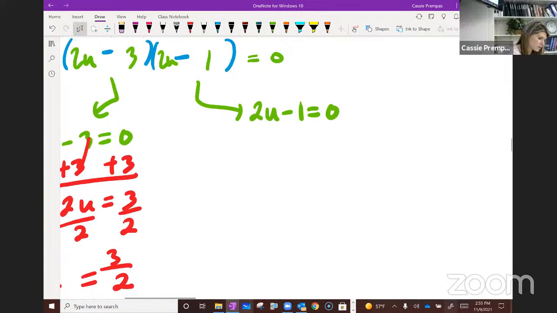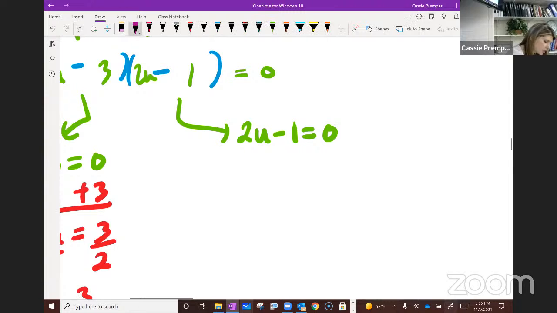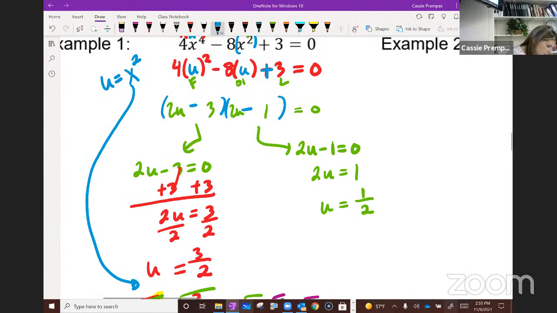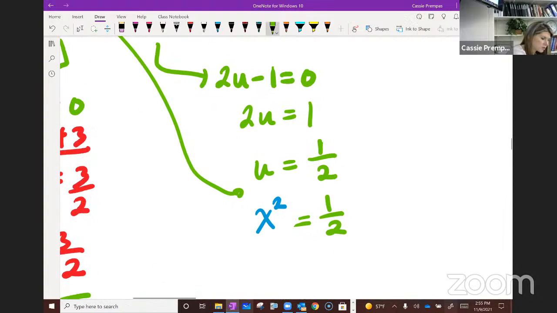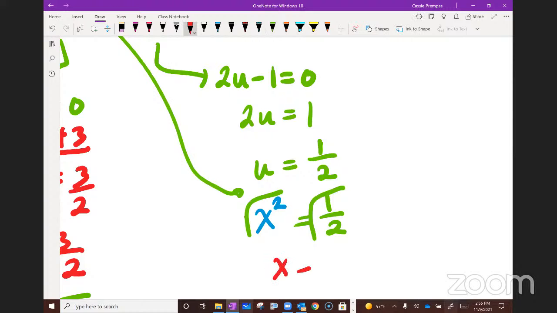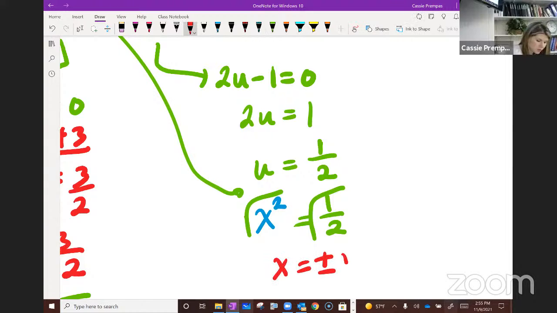Nice. Okay, if we solve for u here, we'll add 1. So we get 2u equals 1. And then divide by 2. So we get u is equal to 1/2. But then I have to put x squared back in for u. Yes. So I have x squared is equal to 1/2. And then to undo the square, we square root it. So I have x is equal to plus or minus, but this is really root 1 over root 2.